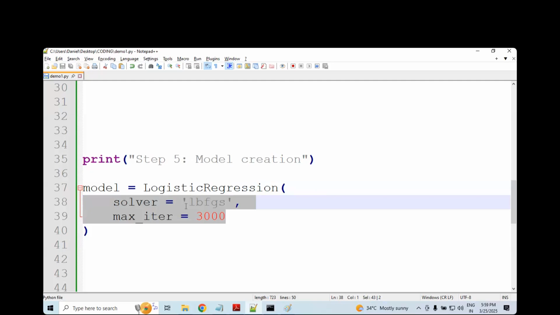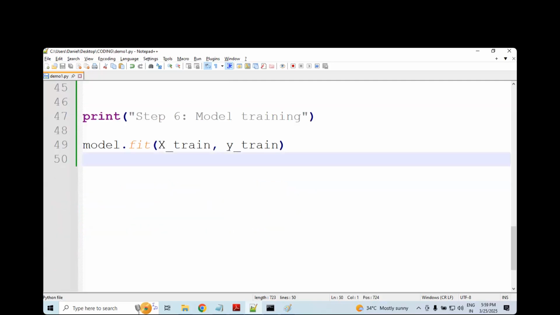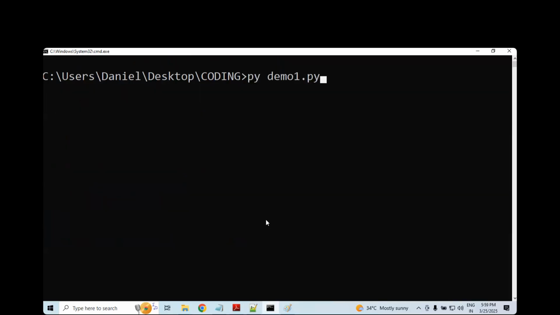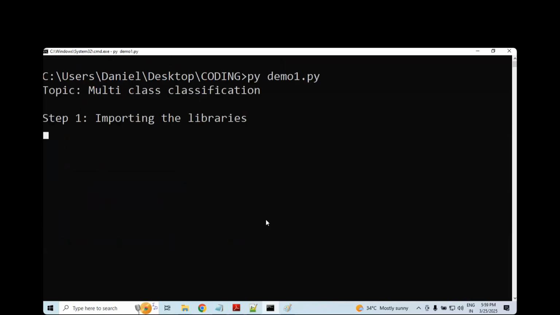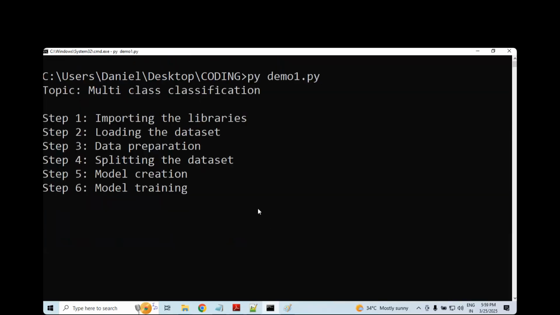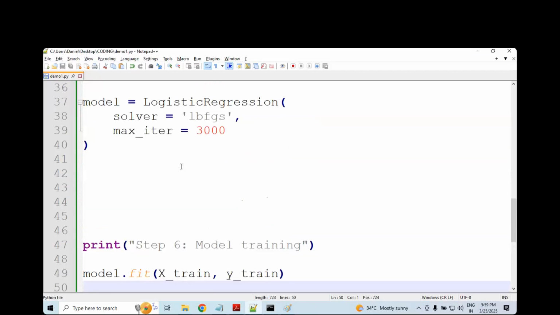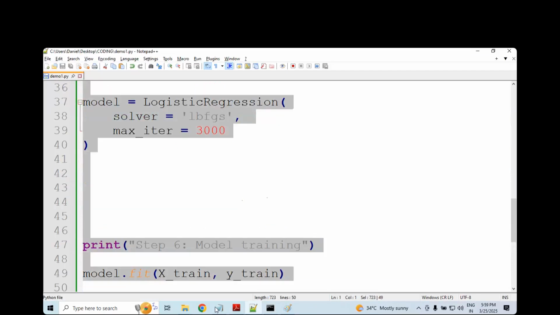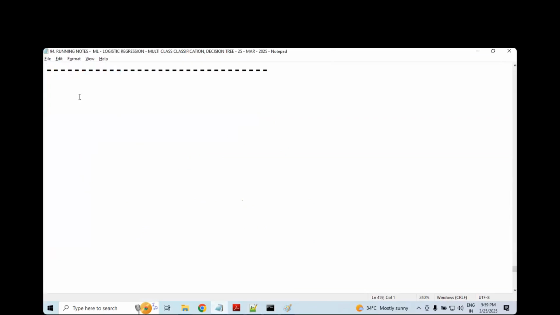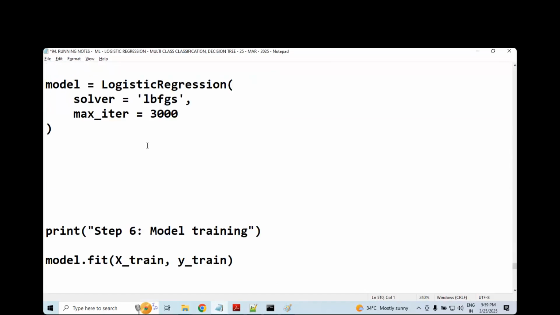Okay. You need to check the documentation, or you can use ChatGPT. Steps from 1 to 6, I guess. So training, these are all things we have done.